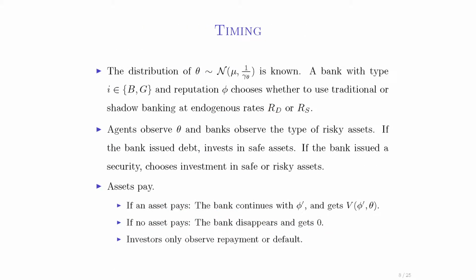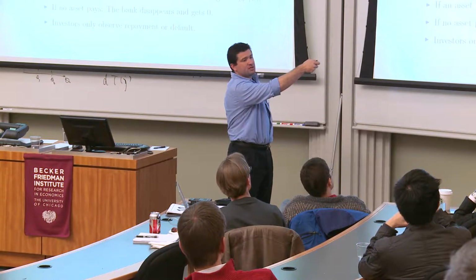So this is going to be the timing. Very simple. Again, it's a single period, right? At the beginning of the period, the distribution of these thetas will be known by everybody. Okay? Theta is still not realized. Everybody understands that this aggregate fundamental, which indexes the expected gains from the future, will come from a normal distribution with a mean mu and a certain variance.